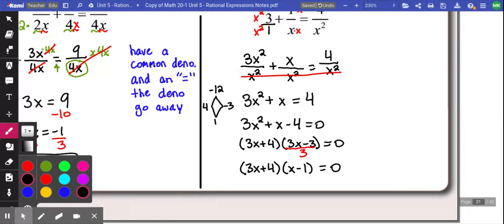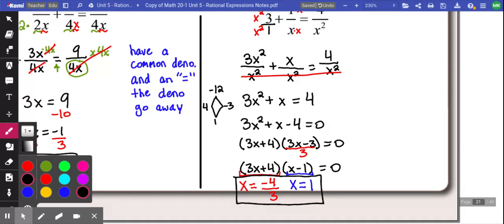To finish this question off, because I've now factored it, it's still equal to 0, so I need to find the values that would make this true. So looking at my first binomial, my answer would be x equals negative 4 divided by 3. The second one right here would be x equals 1. So I have two solutions to this question. It's x equals negative 4 over 3 and x equals positive 1.